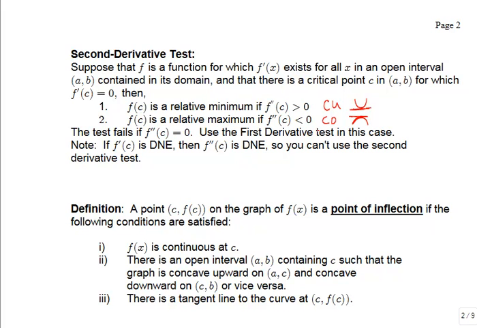Notice that you can only do this second derivative test if the first derivative is 0. If the first derivative is DNE, then the second derivative will also be DNE, and you wouldn't be able to apply this second derivative test. Okay, we're going to practice this in just a little bit.